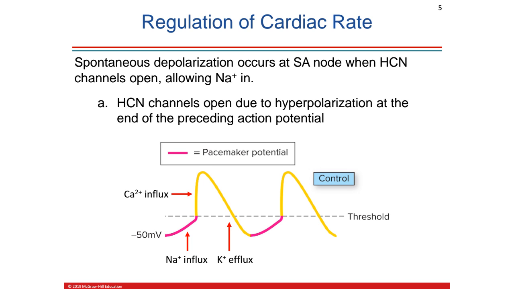Now, I should mention that the hyperpolarization activated channels, or the HCN channels, part of their name is CN, and that stands for cyclic nucleotide. So they're also activated by an increase in intracellular levels of cyclic nucleotides, such as cyclic AMP.